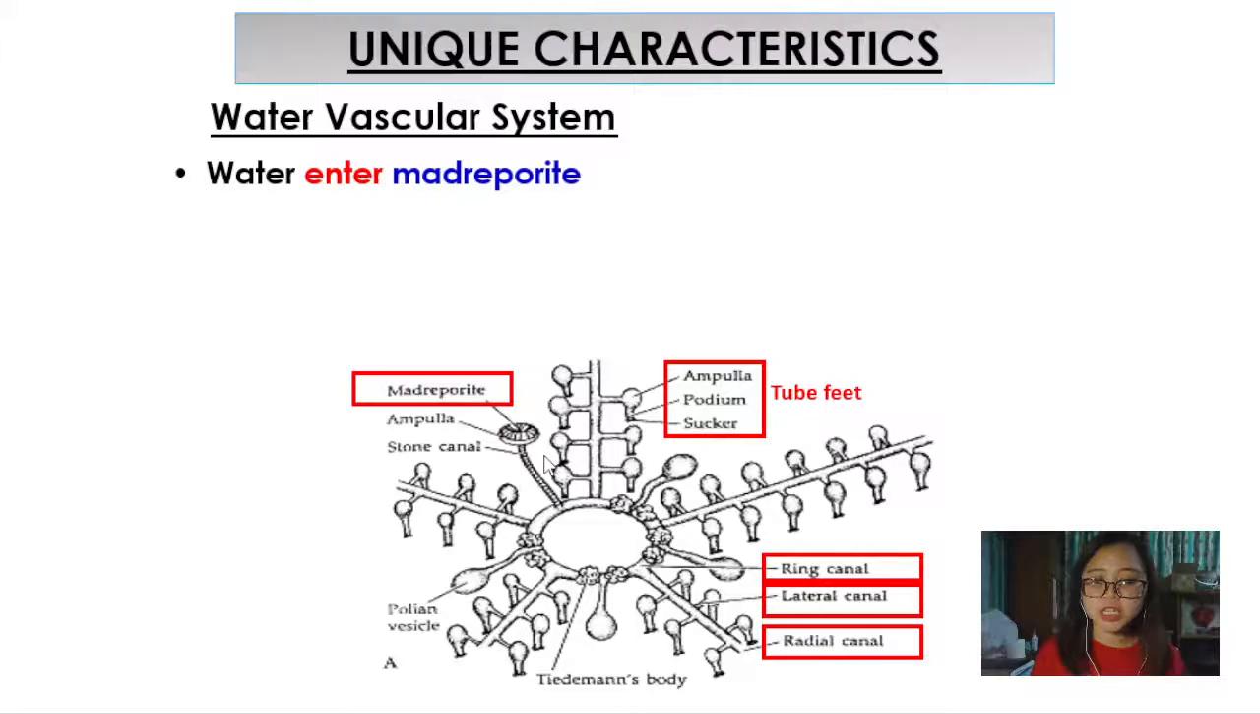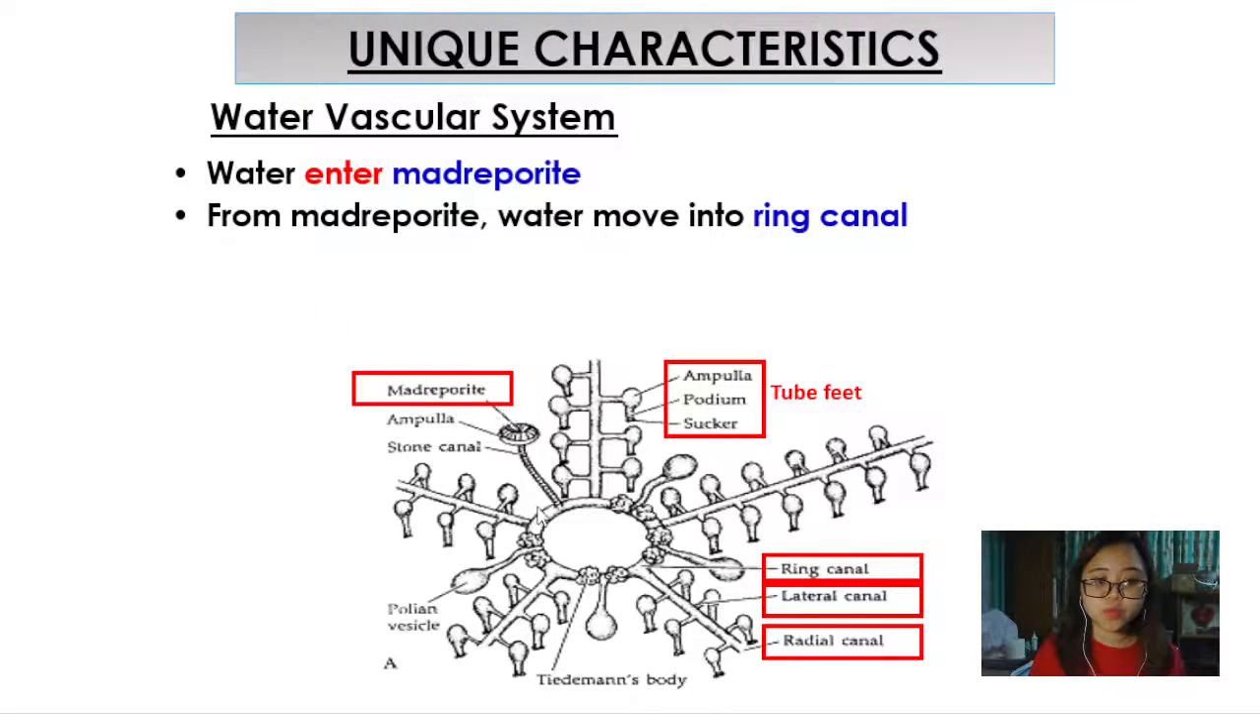Water will enter into this water vascular system through this madreporite or mother pore. So, dia akan ada satu liang yang digelar sebagai madreporite di mana air daripada marine environment tu akan masuk. From the madreporite, water will move into the ring canal. So, air masuk dari madreporite, masuk ke dalam ring canal yang bulat ini, lingkaran ini.